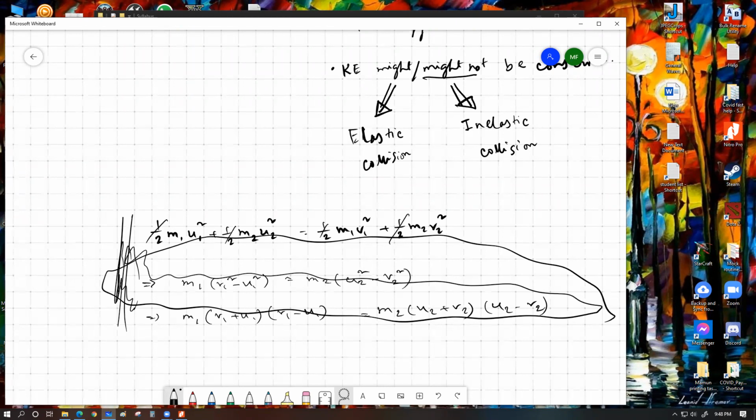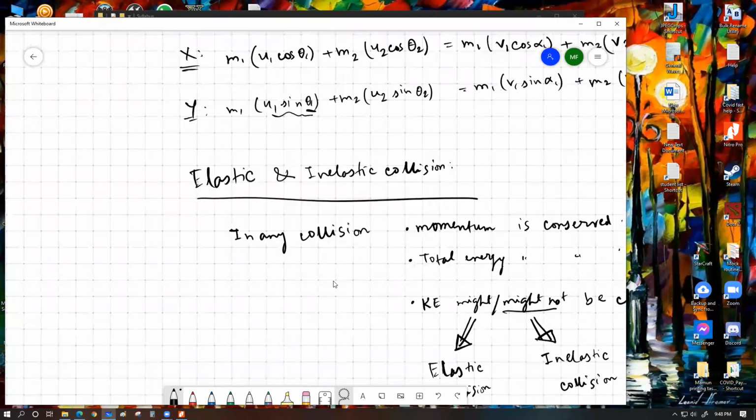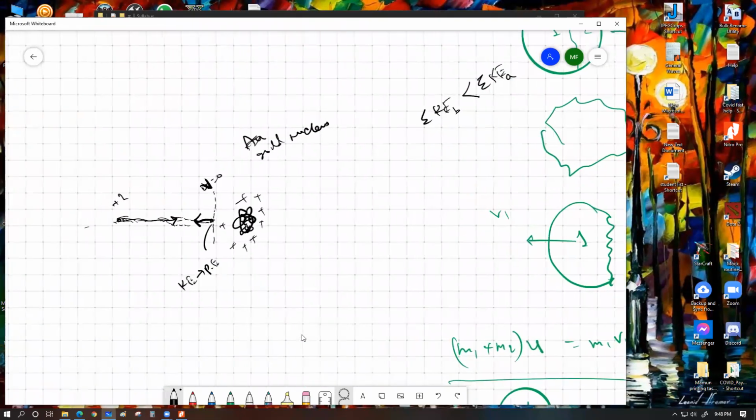Thank you, sir. Sure. Sir, in the alpha scattering experiment, you say the kinetic energy is transforming into potential energy. Yes. Then how is the kinetic energy conserved? Like how will it stay the same?